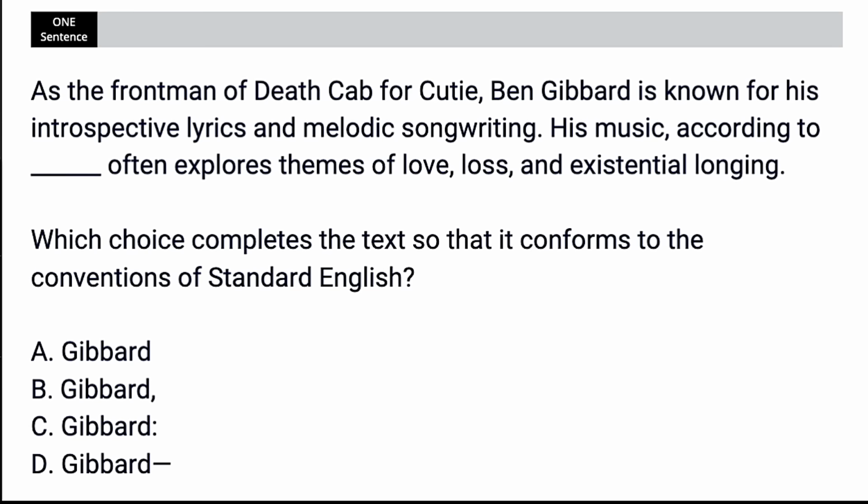In this question, for example, we would ignore this first sentence and go straight to the second sentence. And then I would notice that I could get rid of "according to Gibbard." It would sound like his music often explores themes of da da da da da. And if I can get rid of it, that means it's non-essential information, which means I can use 2 commas. So my answer is going to be choice B.